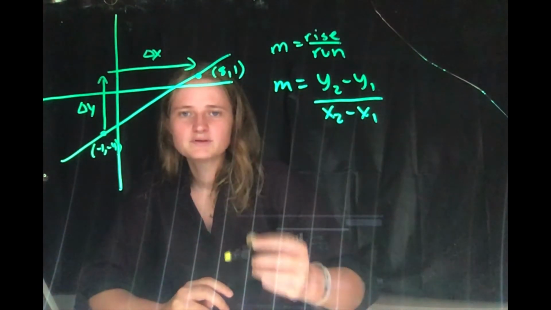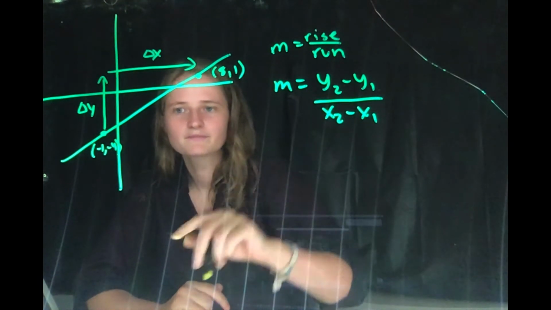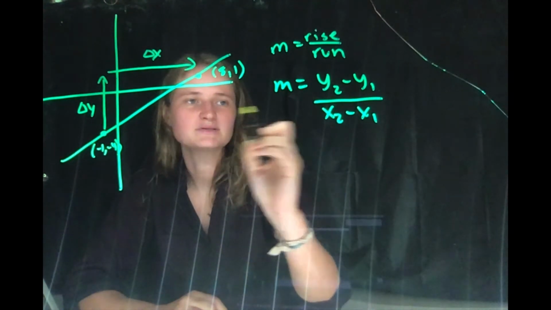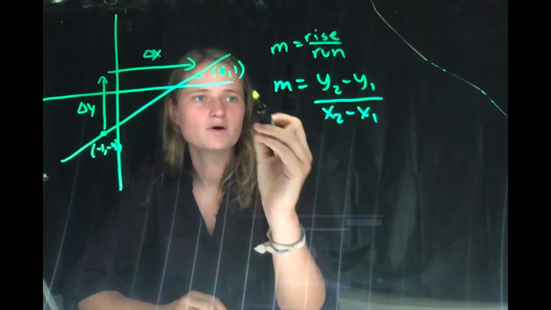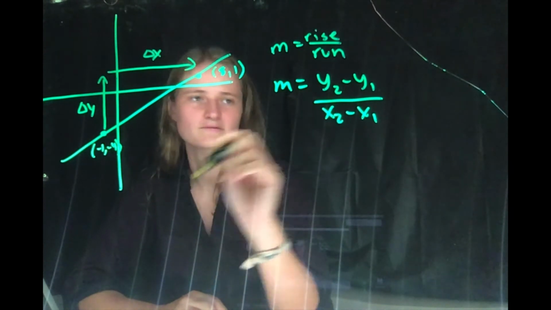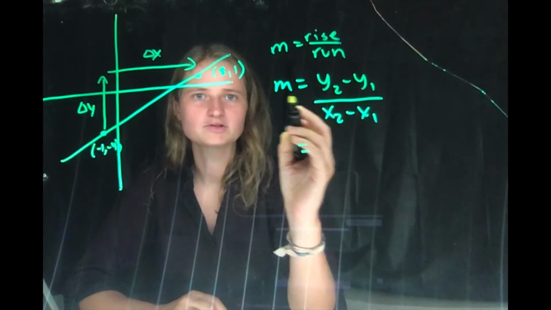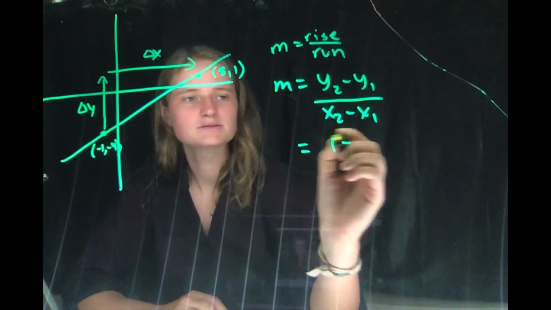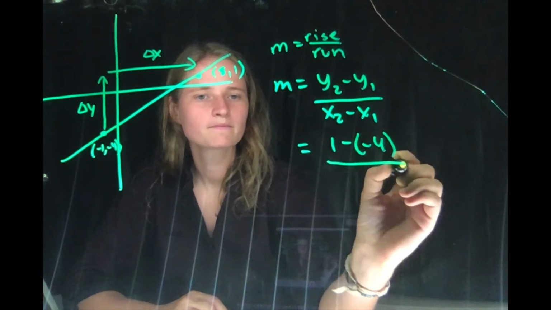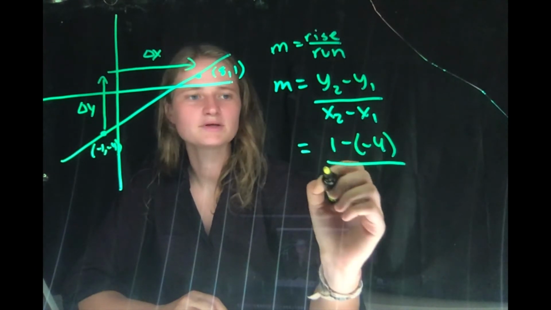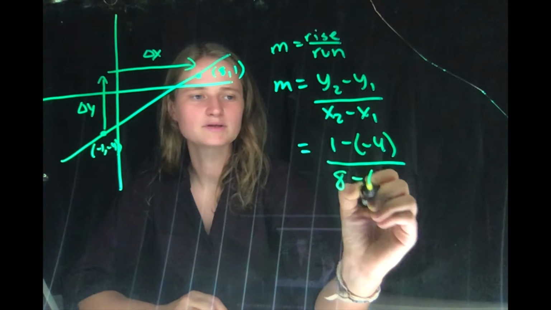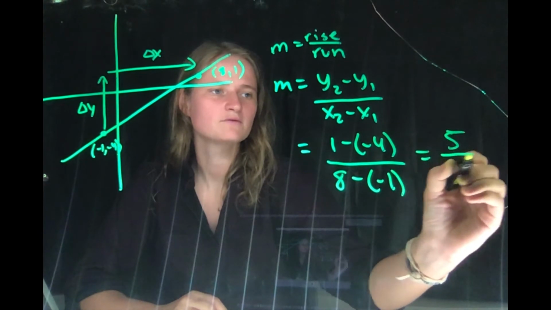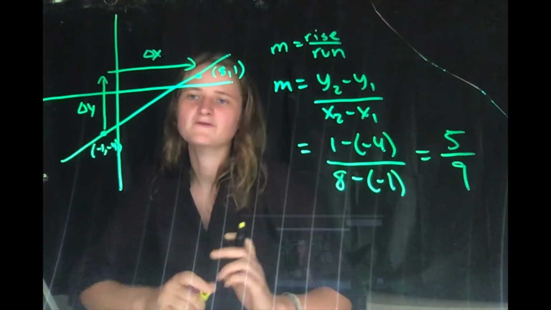So, given these two, this is an 8, that's maybe not very clear. Given these 2 points, we basically can just plug these into this equation. So let's take 8, 1 as our second point, and negative 1, negative 4 is our first point. So y2 is 1, y1 is negative 4, x2 is 8, and x1 is negative 1. And then we solve that to get 5 over 9. So the slope of this line is 5 over 9.